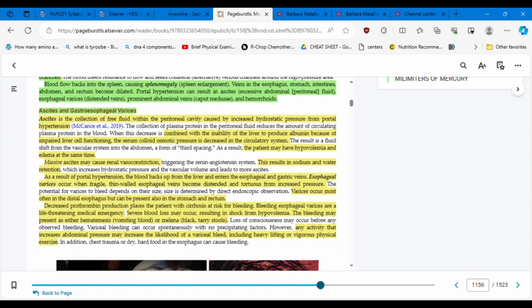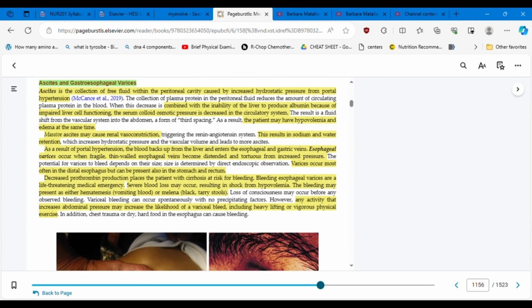Ascites and gastroesophageal varices. Ascites is the collection of free fluid within the peritoneal cavity, caused by increased hydrostatic pressure from portal hypertension. This is combined with the inability of the liver to produce albumin because of impaired liver cell functioning. The serum colloid osmotic pressure is decreased in the circulatory system. The patient may have hypovolemia and edema at the same time, okay, because the fluid is moving out of the circulatory system.